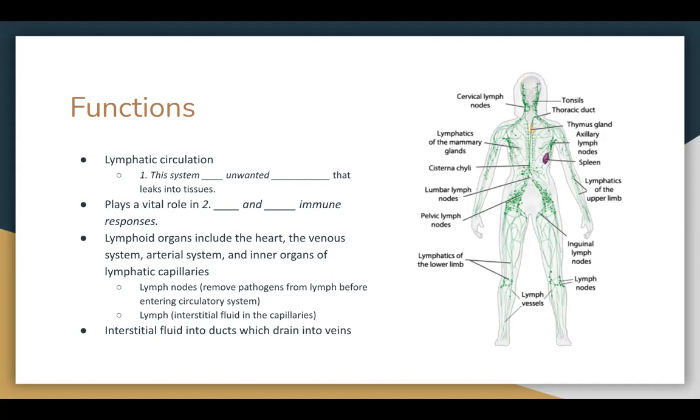So for number 1, the question is: the system blank, unwanted blank that leaks into tissues. So you can just in the chat send me number 1, blank comma blank. If you guys want to unmute and answer too, you can do that as well. But whatever you guys are comfortable with.